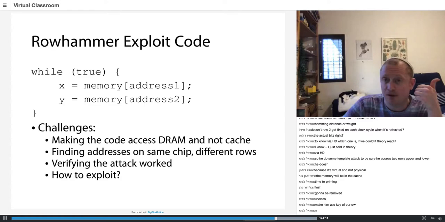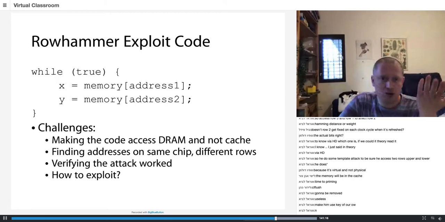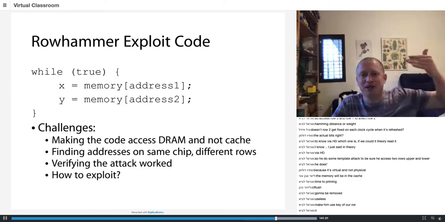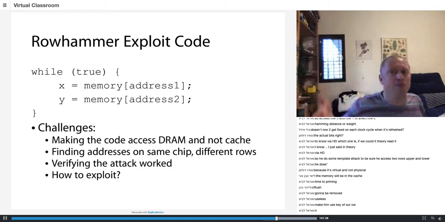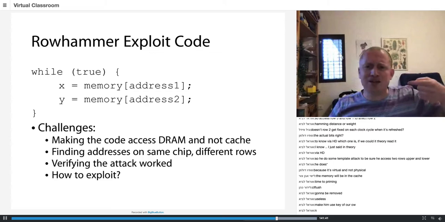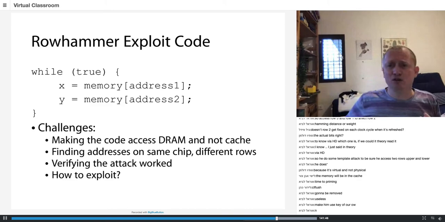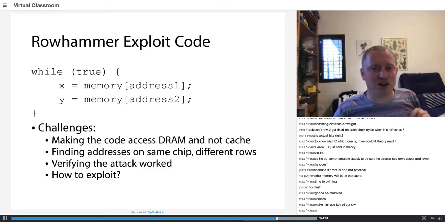page table entries. So you know that when you have virtual memory, you need to store a lookup table which says, okay, this piece of virtual memory goes to this piece of physical memory. And the operating system has a lot of these tables that are called page table entries. And when you access a virtual memory address, the OS or the CPU is going to resolve this to a physical address. So if you manage to flip a bit in a page table entry, you can convince the operating system that you can access memory belonging to somebody else.